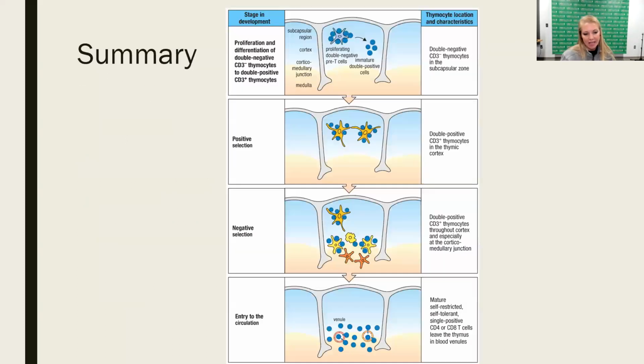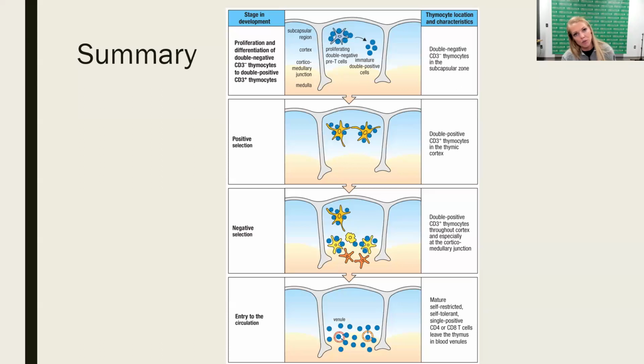So here's our summary slide. This is the whole development, phase 1 and 2, where we have the double negative T cell progenitor cells coming in, rearranging their T cell receptor genes, and for the most part becoming an alpha beta T cell that's double positive. Positive selection will occur where we test the T cell's ability to bind self-MHC.